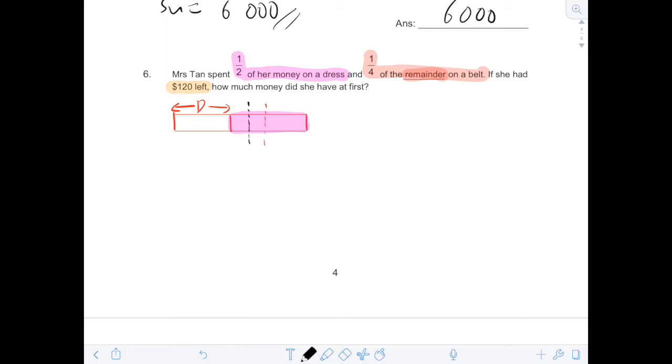Okay, we're going to start drawing this. I split it into 4 parts because you want to make that remainder into 1 out of 4 parts. So here you got 4 parts ready. 1 part will belong to the belt. 3 small parts are remaining.